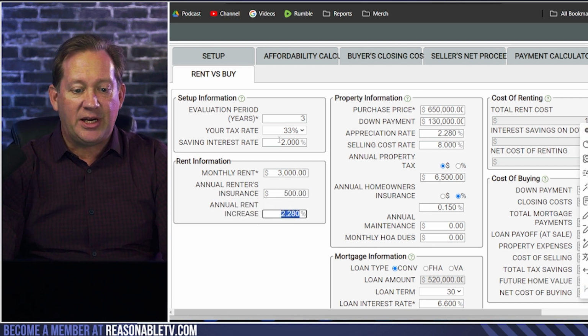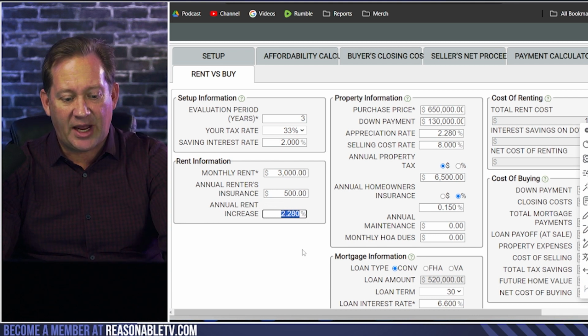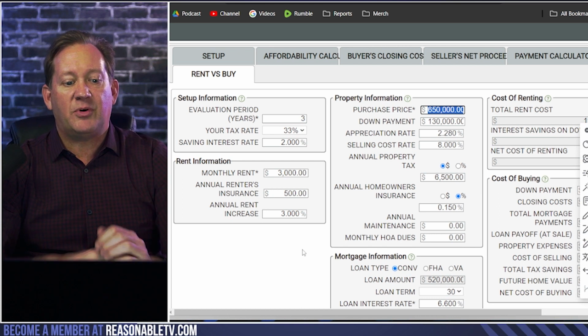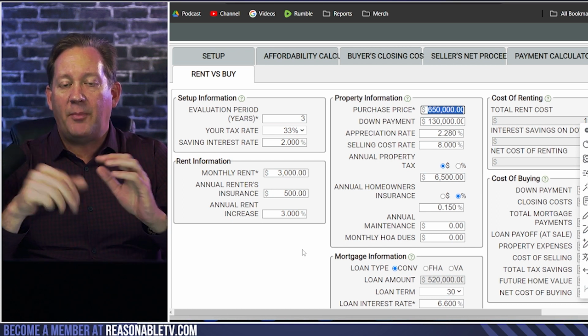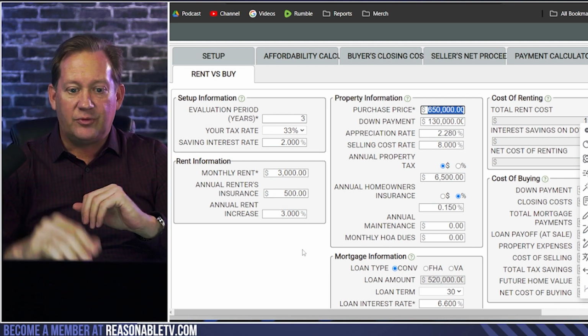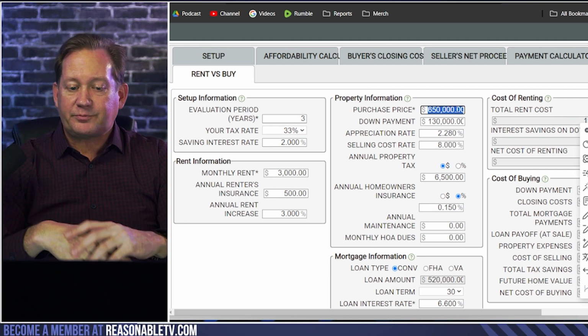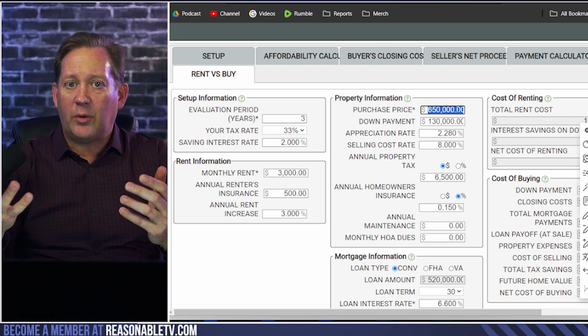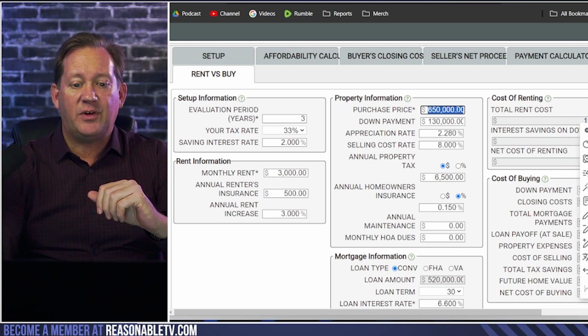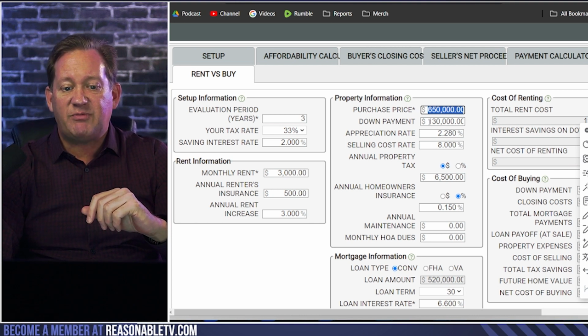Annual rent increase. The default number is 2.28. I have no idea where that comes in. Let's just say 3%. That's the actual amount that the rent is going to go up. So that makes sense. The purchase price. Let's say that we are looking at having your buyer buy a home for $650,000 and they're going to make a 20% down payment. So $650,000 and $130,000 is your down payment.